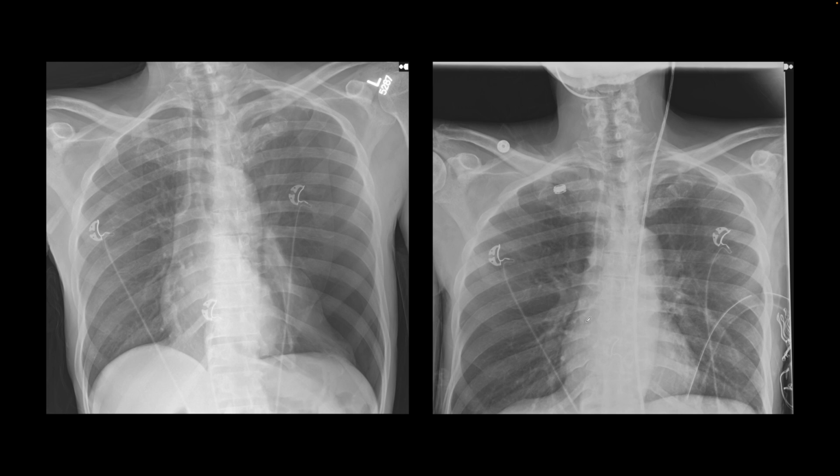This is our next patient, two different frontal views of the chest. The image on the left is showing a large left-sided pneumothorax. Here in this part of the chest, there are no lung markings, and this is the border of the collapsed lung. And after placement of a chest tube, we find that the left lung has expanded and the pneumothorax has completely resolved.